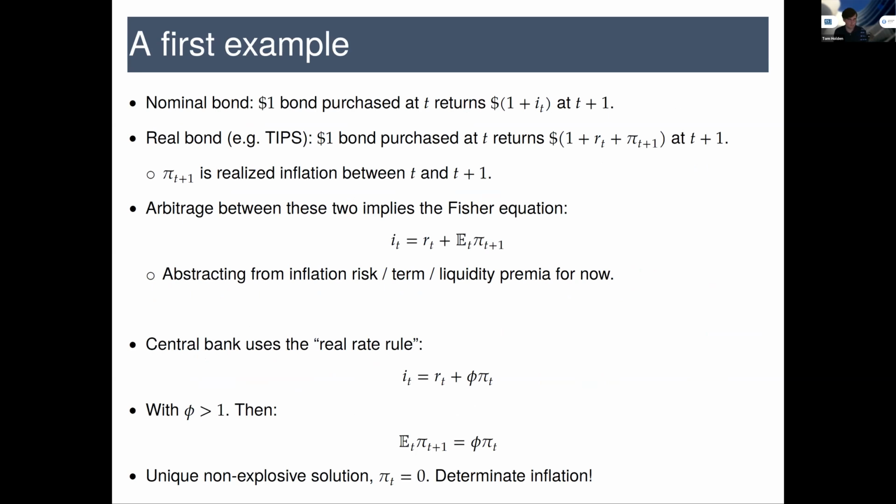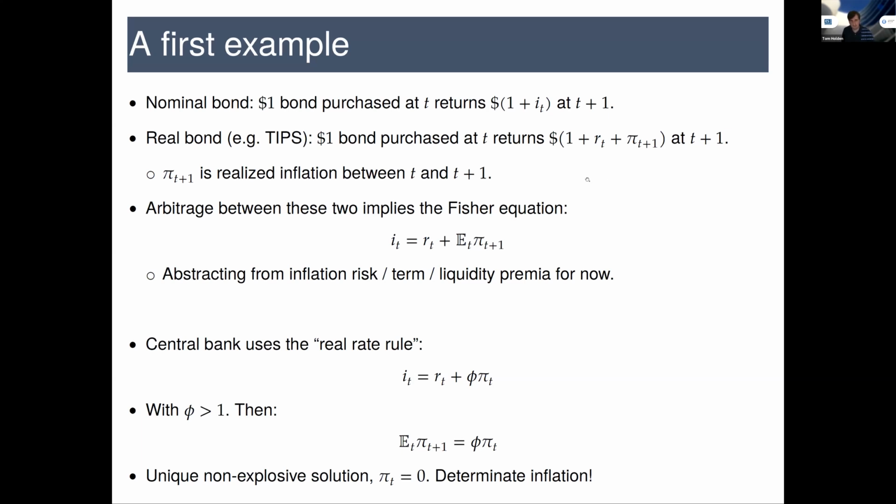So for these rules to work, there need to be two bonds traded in the economy, a nominal bond and a real bond. So by real bond, I mean something like Treasury inflation protected securities, TIPS. So to be clear, if you spend $1 to buy a nominal bond today, t, next period, you're going to get 1 plus i_t dollars. If you buy a real bond today, you spend $1 on a real bond today, next period, you get 1 plus r_t plus pi_{t+1} dollars. Okay, where here i_t is the nominal interest rate, r_t is the real interest rate, pi_{t+1} is realized inflation between t and t+1.